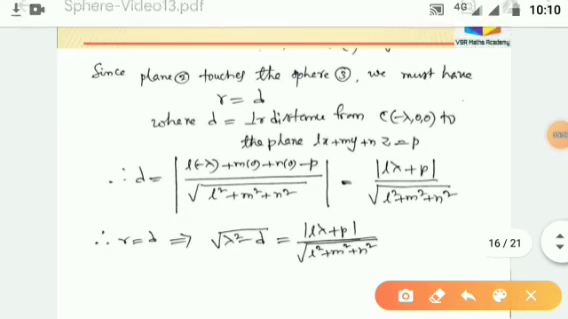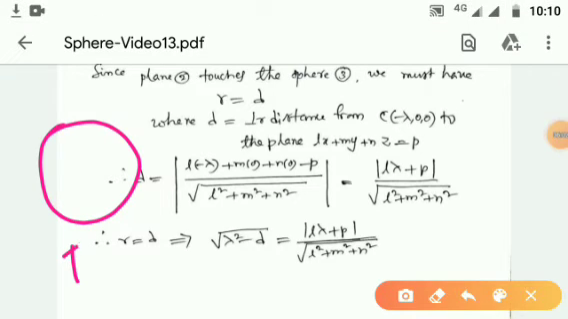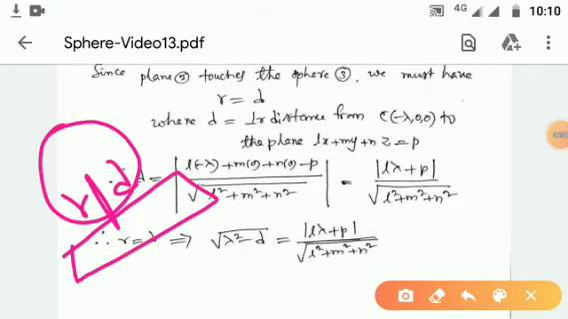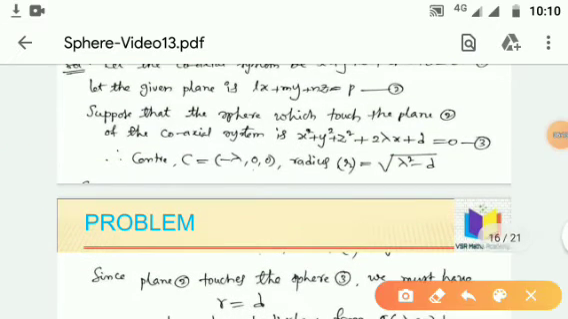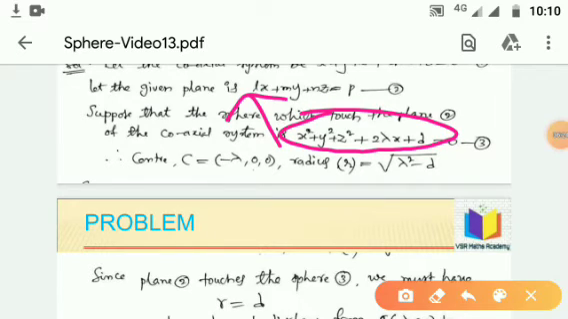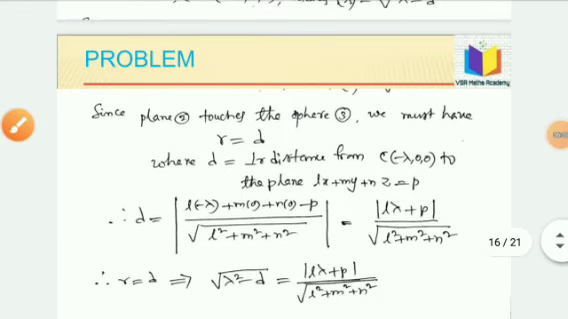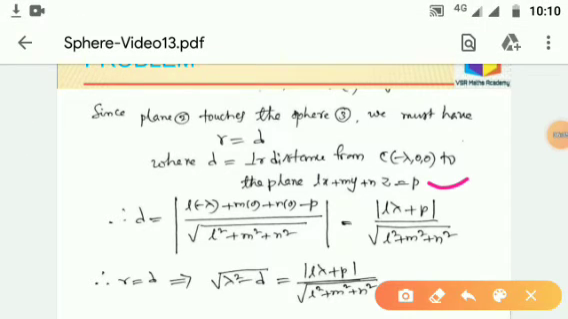Whenever a plane touches a sphere, the condition is r = d, where r is the radius of the sphere and d is the perpendicular distance from the center of the sphere to the given plane. In this case, we have taken that this member of the coaxial system touches the given plane. Therefore we must have r = d, where d is the perpendicular distance from the center (-λ, 0, 0) to the plane lx + my + nz = p.